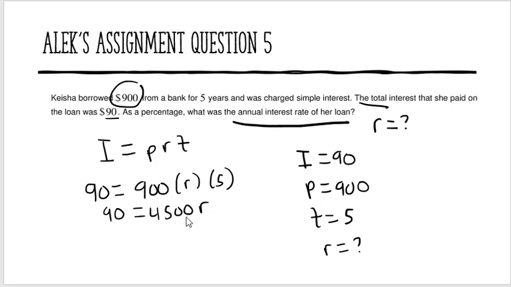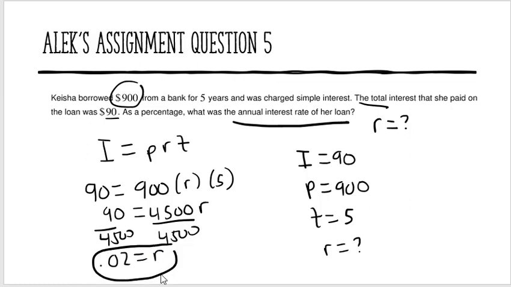And if we want to get the R by itself, we have to get rid of the multiplication of 4,500. So we divide by 4,500 on both sides. Okay, so that gives us a decimal of 0.02. Okay, so remember your R is always a percentage. And on your ALEKS assignment, it's going to ask you to enter it in as a percentage. So if we want to take 0.02 and write it as a percentage, we've got to times by 100. So that means our R is 2%.